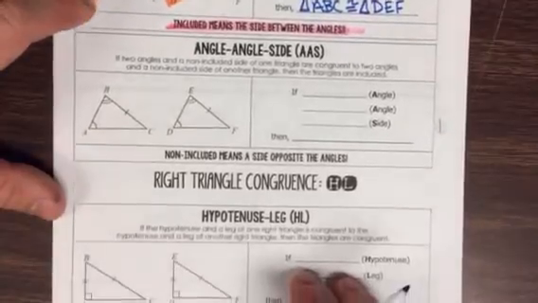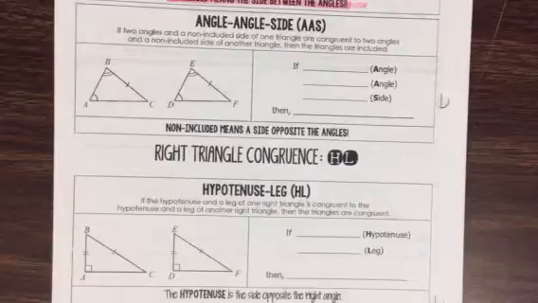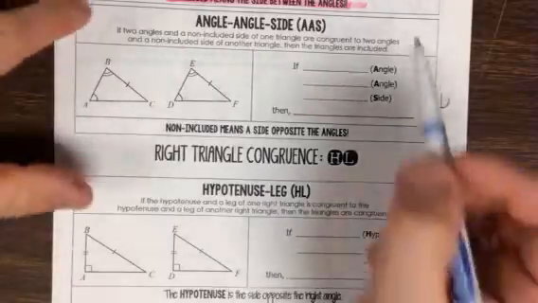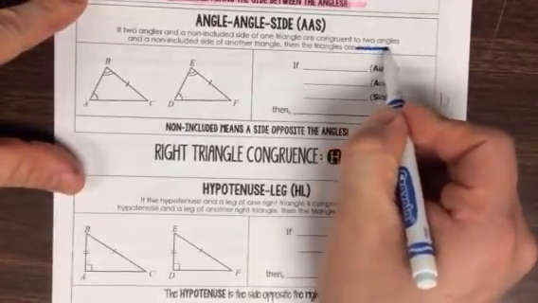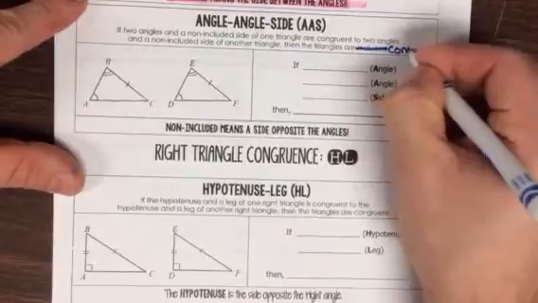So looking down below, the next option that we have is angle-angle-side. If two angles and a non-included side of one triangle are congruent to two angles and a non-included side of another triangle, then the triangles are going to be congruent. You need to fix that for me. Go ahead and get rid of included and say congruent.